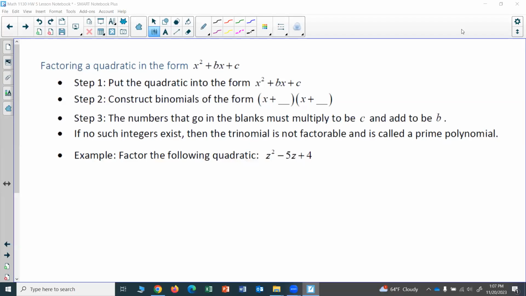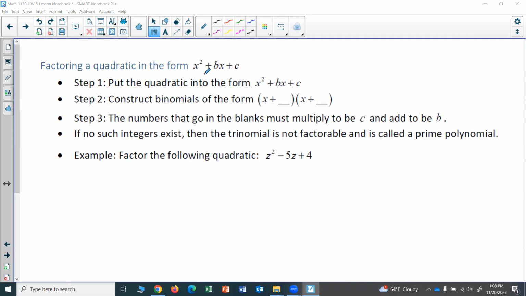In this video, we'll look at factoring a quadratic in the form x squared plus bx plus c. Now notice in this form, there's no number written in front of the x squared term, or in other words, the coefficient of x squared is just 1.